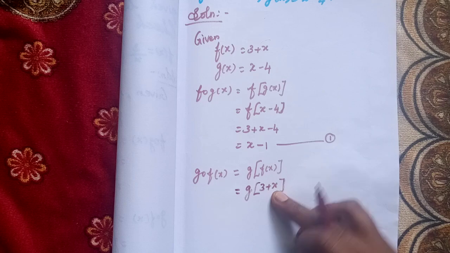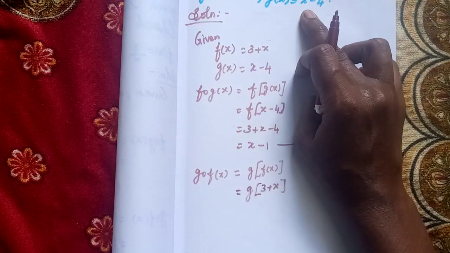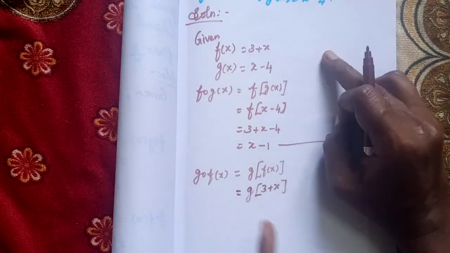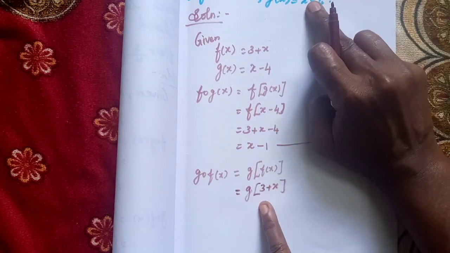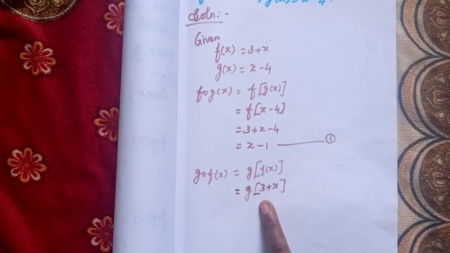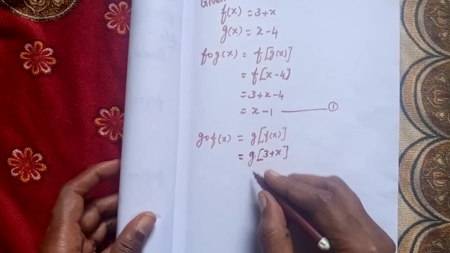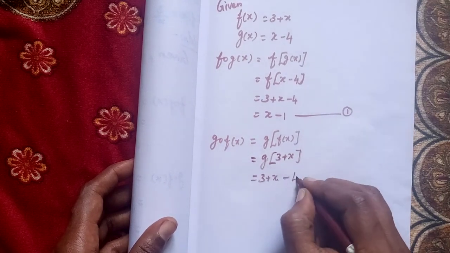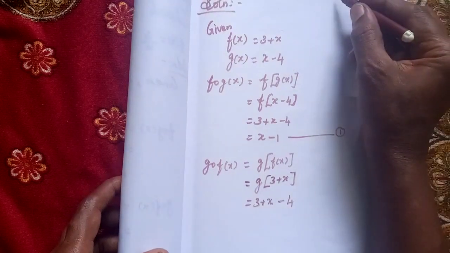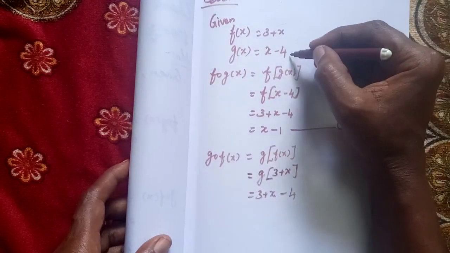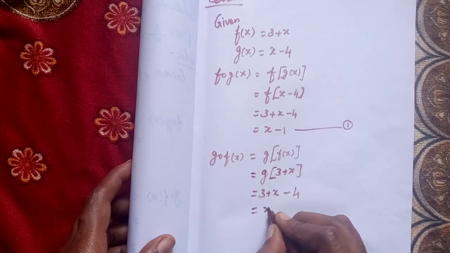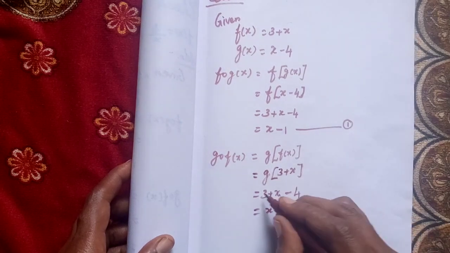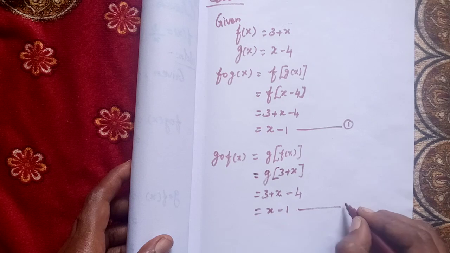Now, what is g of x? x minus 4. In this x, what do we have to replace? x in place of 3 plus x. g of 3 plus x means x is replaced by 3 plus x, minus 4. So 3 plus x minus 4 is equal to x minus 1. 3 minus 4 means minus 1. This is equation 2.